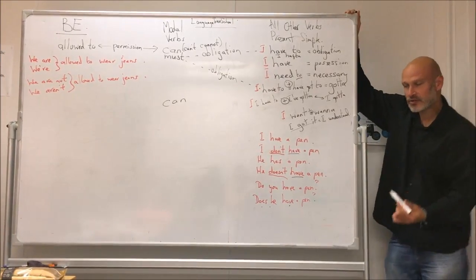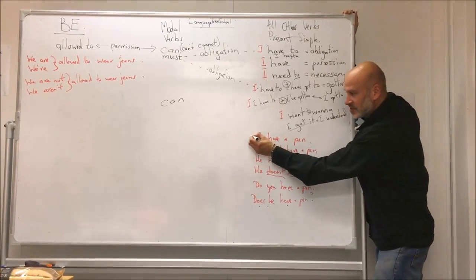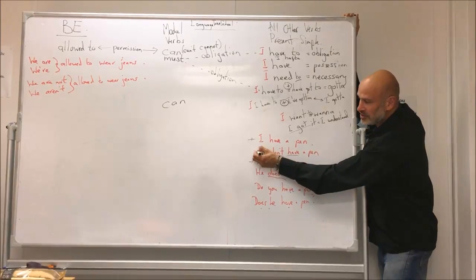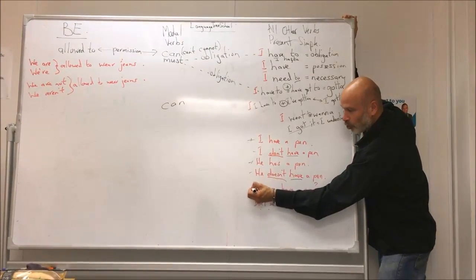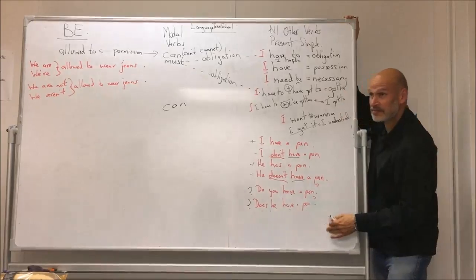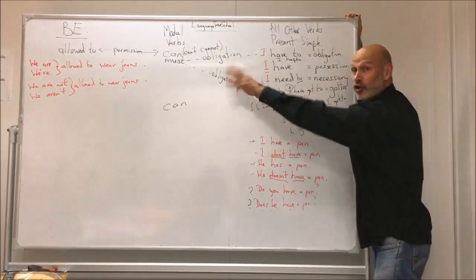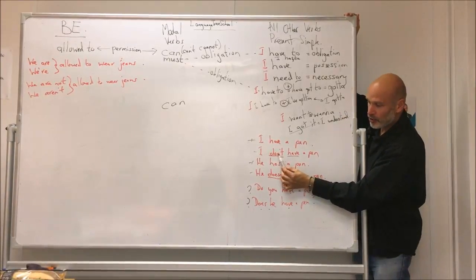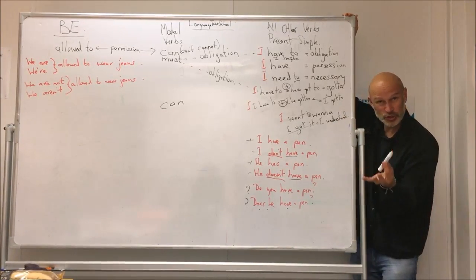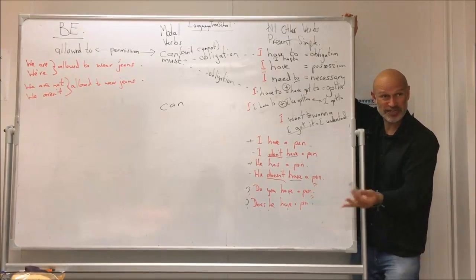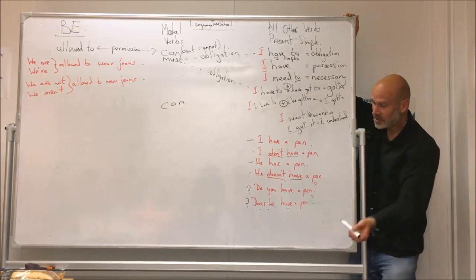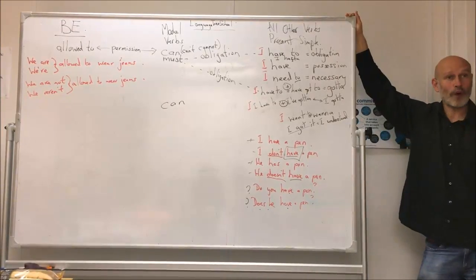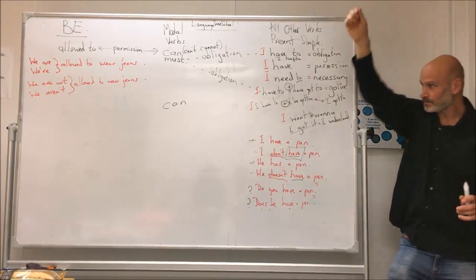What I'm trying to get to here is, these are positive sentences, and as soon as you use negative sentences or questions in the present simple using all verbs, not the verb to be and not modal verbs, but all other verbs, the auxiliary verb is the verb do in some shape or form. I don't, he doesn't, do you, does he. And the main verb is always the infinitive. Always. Doesn't change.